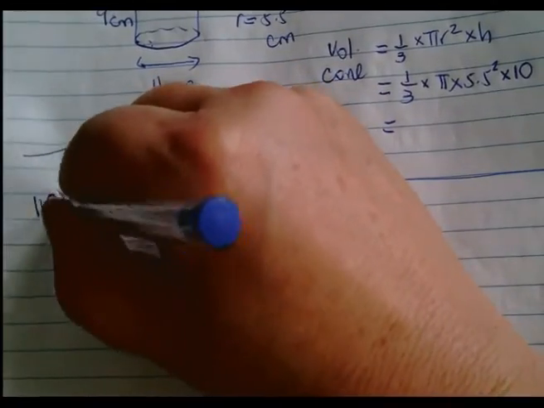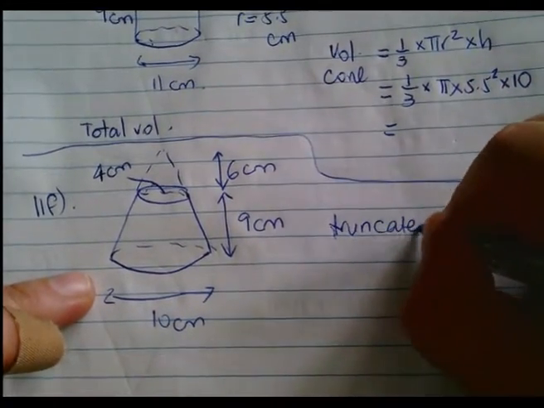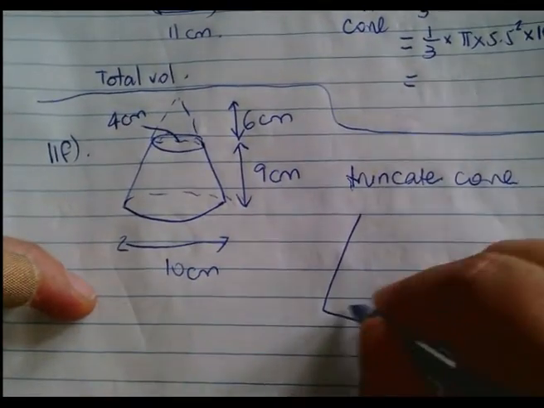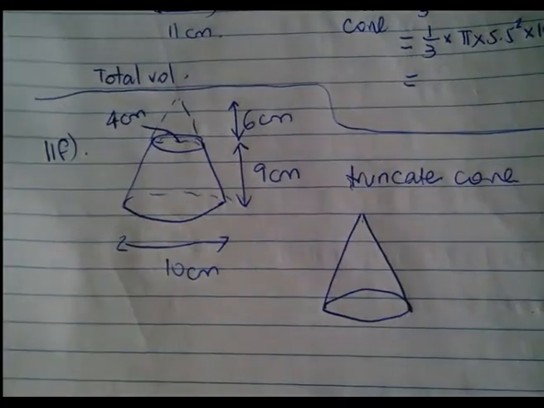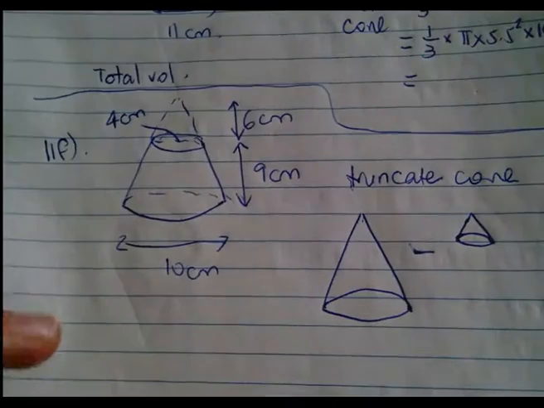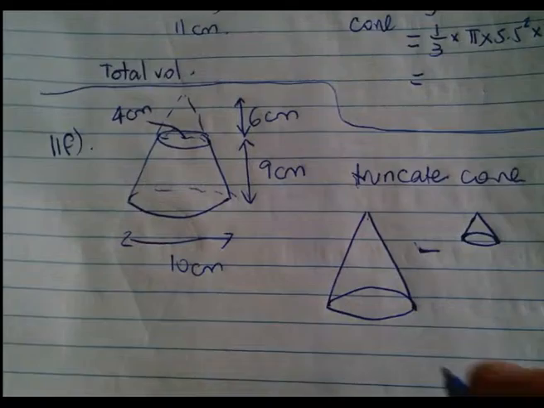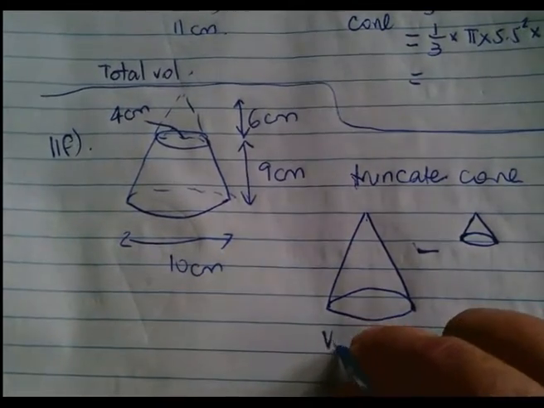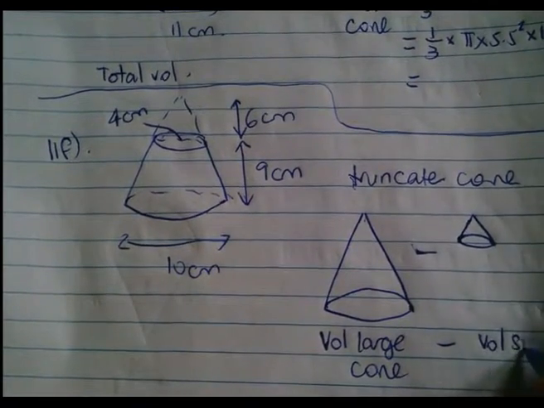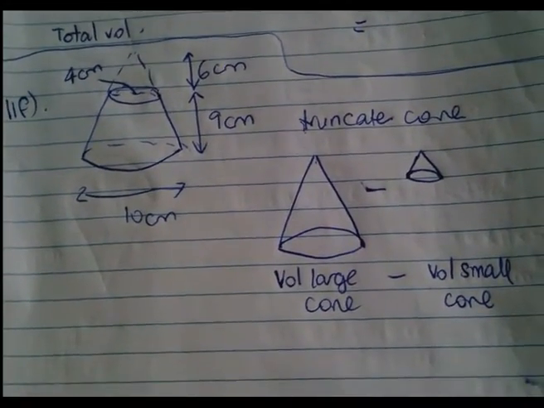And F, I think, was it? This is called a truncated cone. The way you form a truncated cone is that you get the big cone, and what do you think you do to it? You cut off the smaller cone from the top, and you will end up with that shape, a truncated or cut off cone. So it's just the volume of the large cone minus the volume of the smaller cone that got cut off. Okay, and that's how we do that.